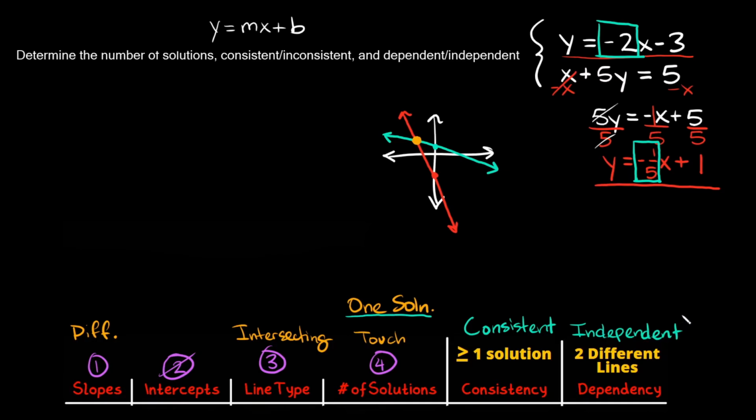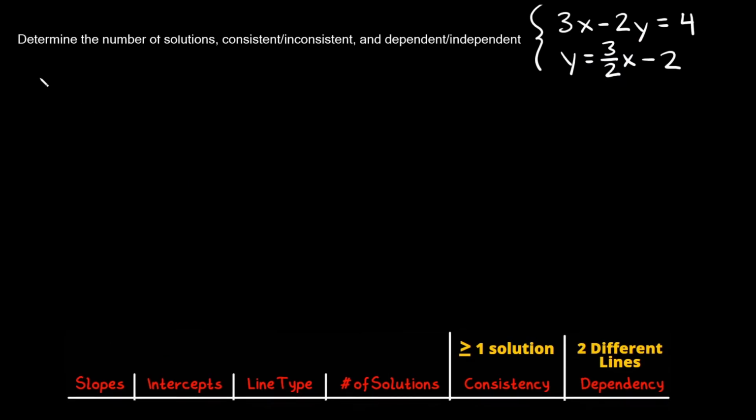Okay, so we've covered parallel, we just did intersecting. You could probably guess what the next one is. Okay, here's the last one. So this one says determine the number of solutions, the consistency, and the dependency, right? And this is the system we're given. 3x minus 2y is equal to 4, and y is equal to 3/2 x minus 2.